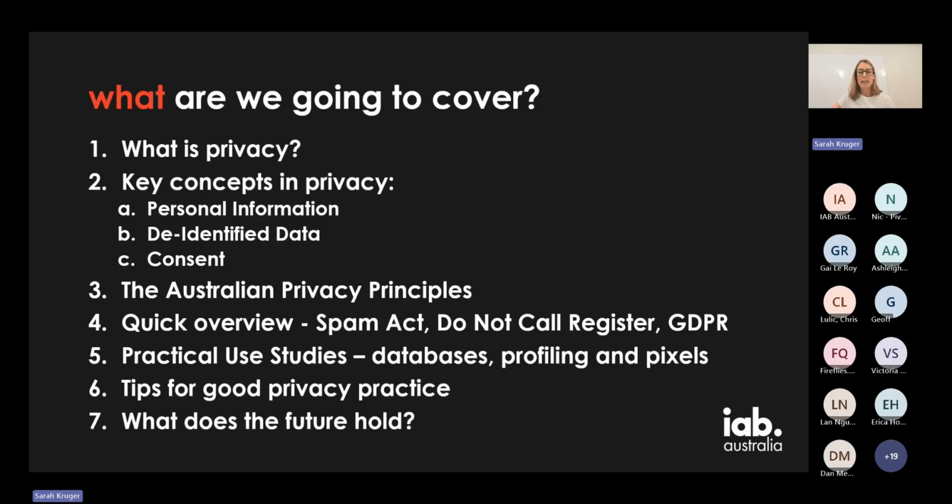Then we'll have a look quickly at the Australian privacy principles, but again, from an operational perspective. So I'm not going to go through all 13 principles, but what I will do is look at the life cycle of data. So there are the three main stages of collection, use, and disposal. And so looking at data and privacy as your business looks at data. And then we'll finish with some practical use studies, some tips for good practice, and the upcoming reforms.